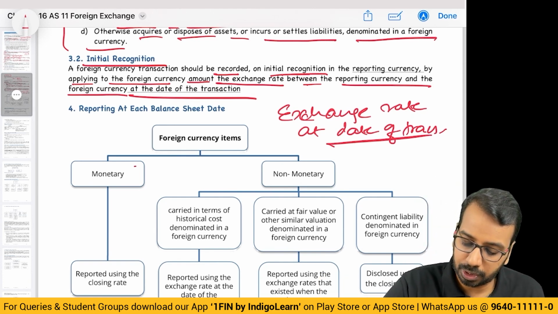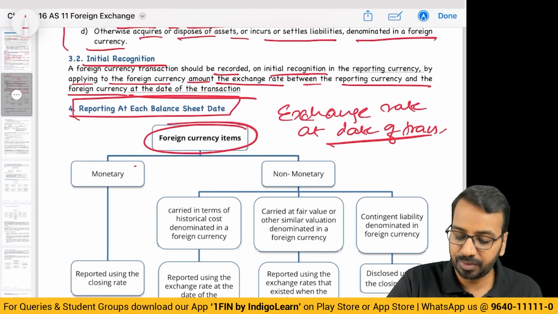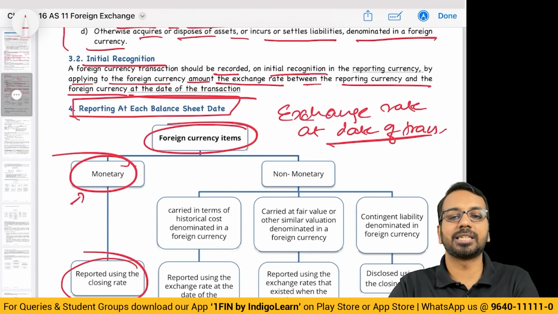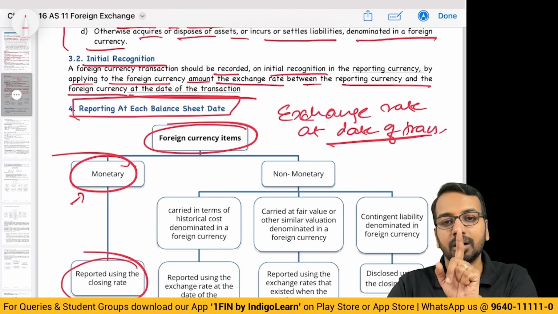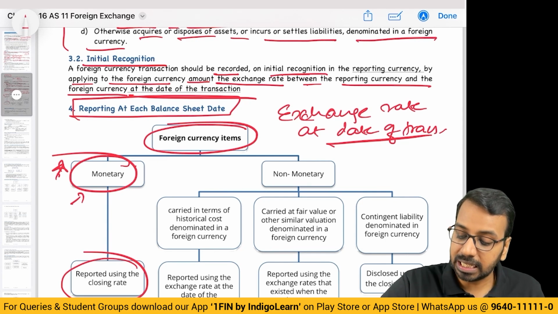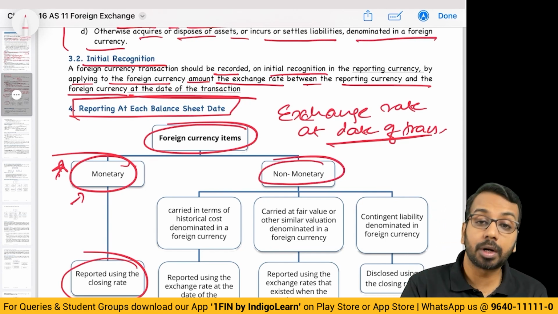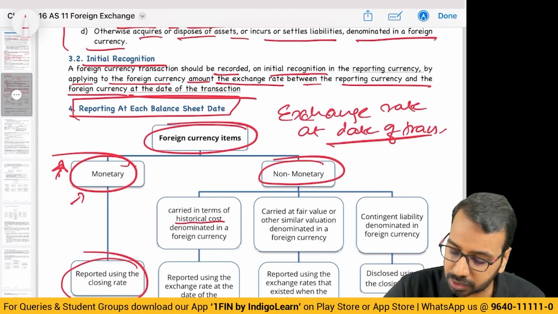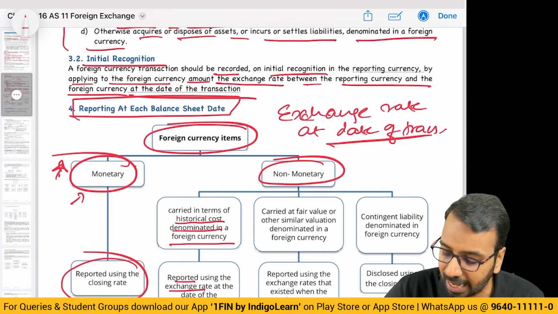Okay. Now, at each balance sheet date, if there is a foreign currency item, if it is a monetary item, you have to use the closing rate. So monetary items like accounts receivable, loan taken, loan given, all of that you have to report using the closing exchange rate. Very important, right? Then, if it is a non-monetary item, for example, fixed asset, and you are using historical cost denominated in foreign currency, you will report using the exchange rate at the date of transaction.